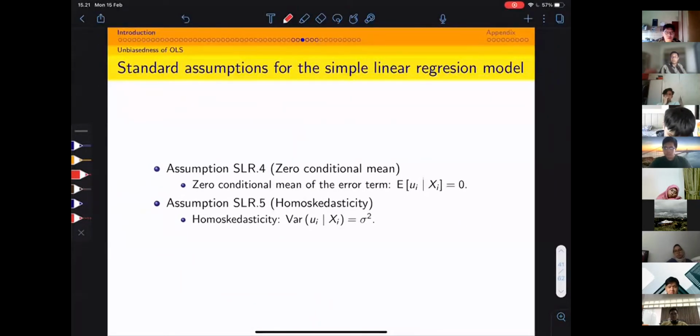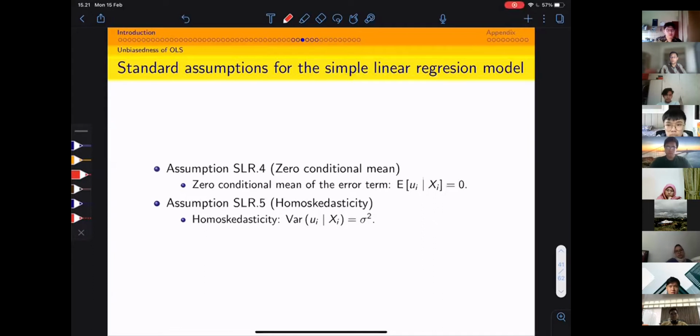So the fourth assumption is the zero conditional mean assumption. This is something that we discuss a lot in the beginning of the lecture. And then assumption 5. It doesn't have to do with the unbiasedness of the OLS, but I'm just going to mention it here for the sake of completeness.